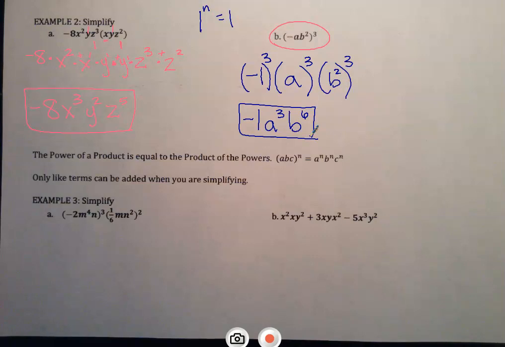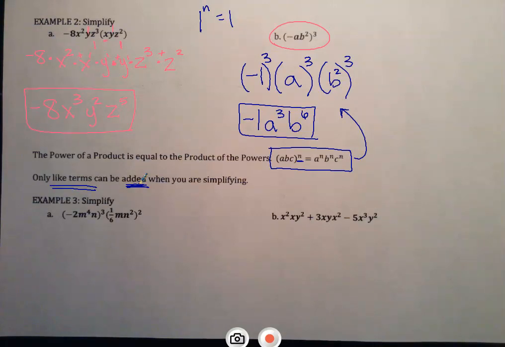The power of a product is equal to the product of the power. So if we look at this part right here, it's kind of what we just did. If we have A, B, and C in parentheses, all raised to the power of n, then that exponent, n, applies to each part of that. That's the exact same thing we just did up here. Okay, but now we're going to keep looking at that. And the other thing, only like terms can be added when you are simplifying.